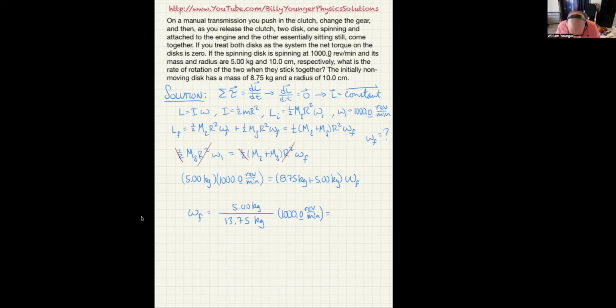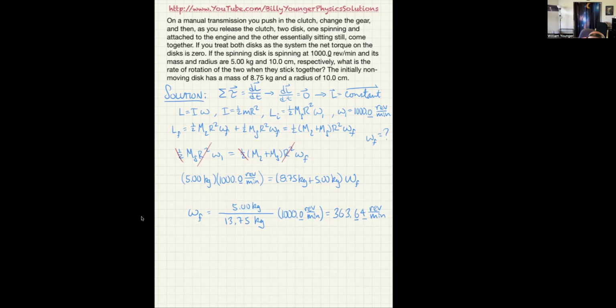So this turns out to be 5 divided by 13.75, which gives me 0.363636 times 1,000, which gives me 363.64 revolutions per minute. And of course, we only had 3 sig figs, so the 6 and 4 are extra digits.